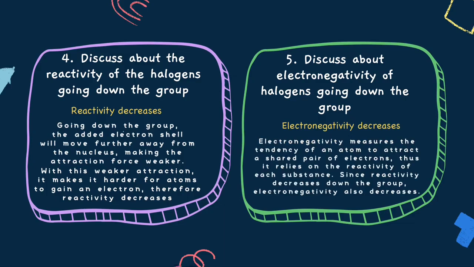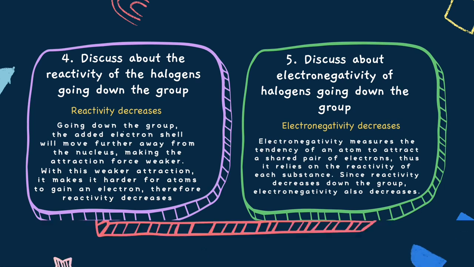Just like reactivity, electronegativity decreases. Electronegativity is the measure of an atom's tendency to attract a shared pair of electrons. Thus, it relies on the reactivity of each substance. Since reactivity decreases down the group, electronegativity decreases too.